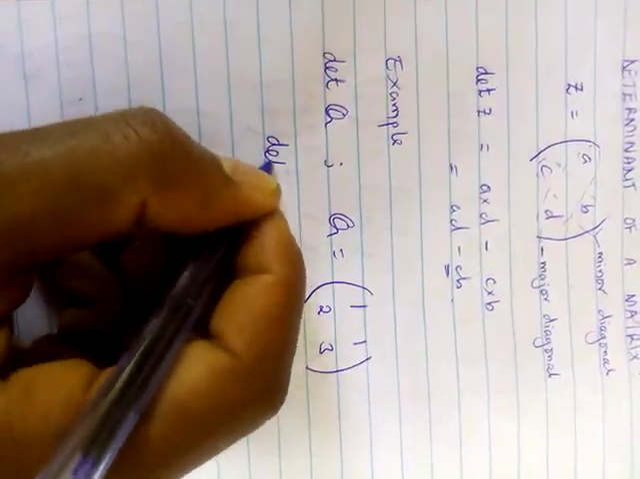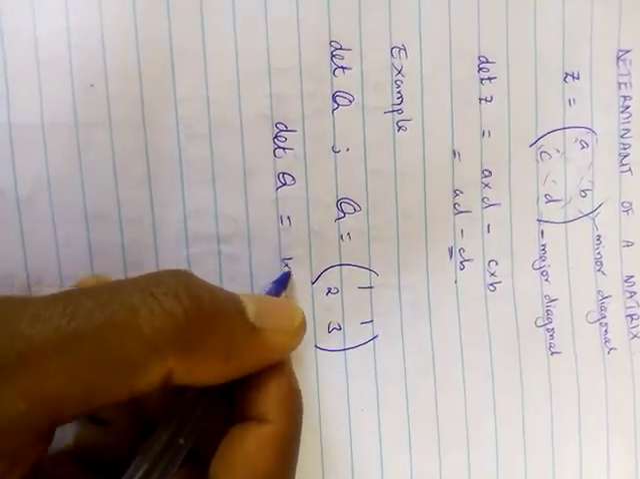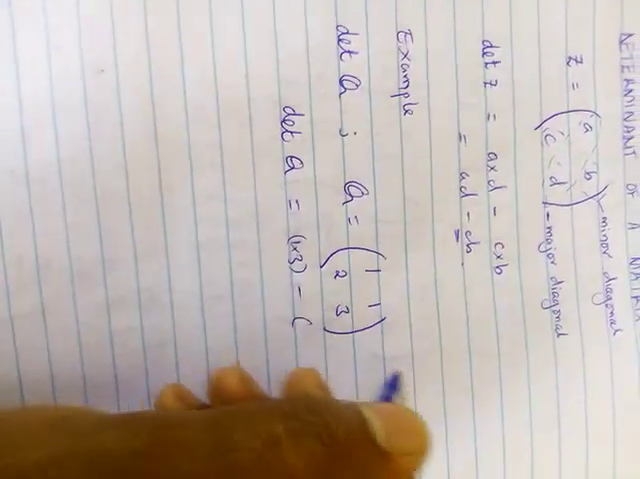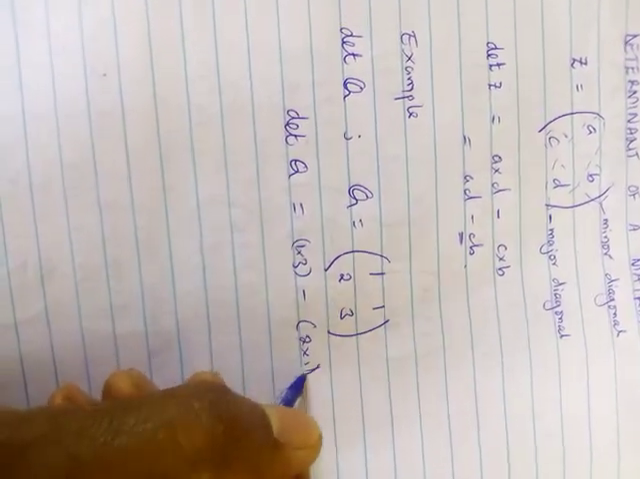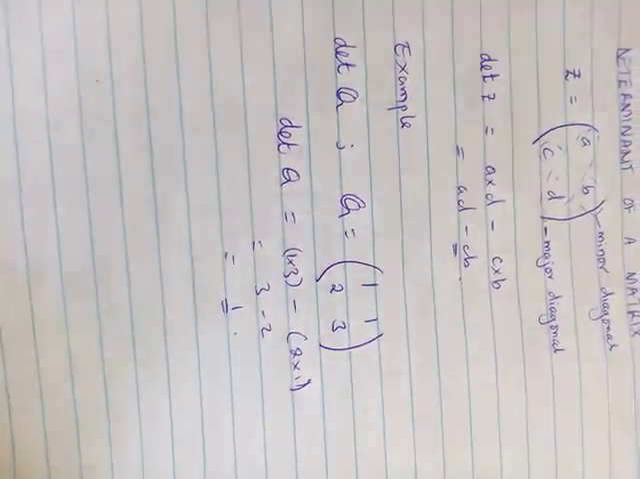The determinant of Q will equal the product of the elements in the major diagonal, 1 times 3, minus the product of the elements in the minor diagonal, 2 times 1, such that I have 3 minus 2, meaning that the determinant of Q is 1.